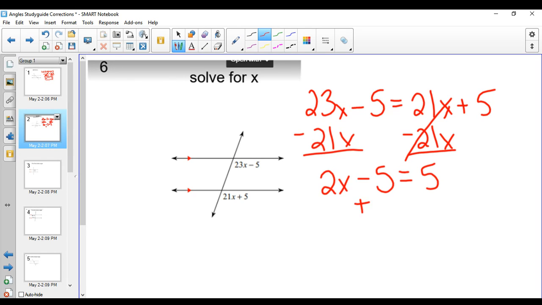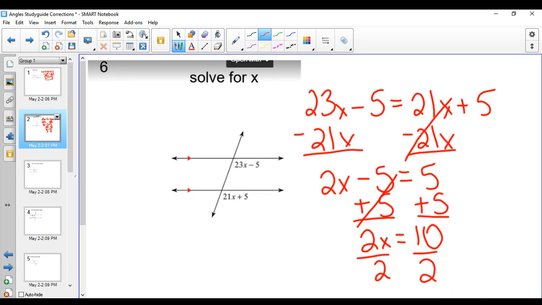My next step would be to add 5 to both sides. Those are going to cancel. Now we have 2x equals 10. Divide both sides by 2, and I'm just going to come over here to put the answer. 10 divided by 2 gives us 5. So the value of x is 5.